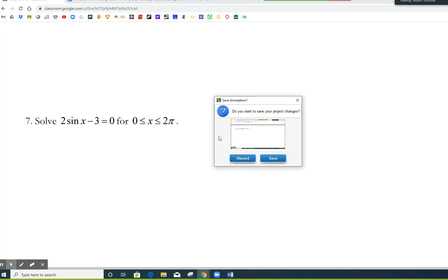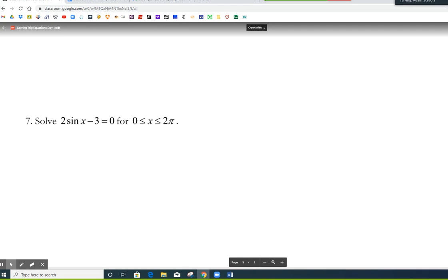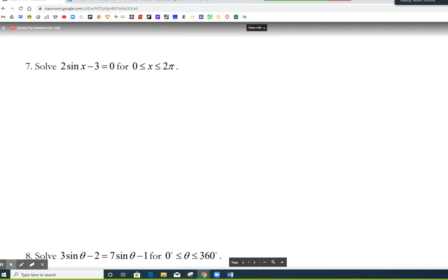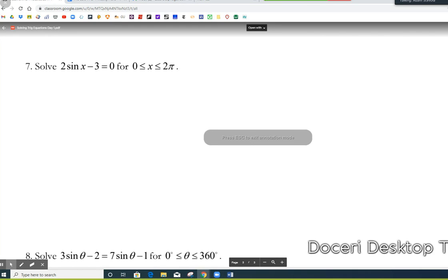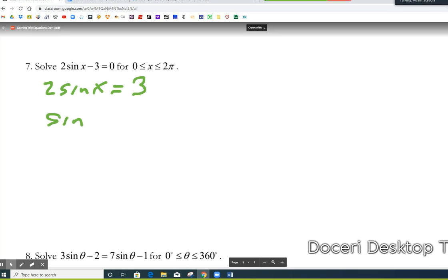Let's finish these at this point. I think these are quicker because I see what happens here. Now, if we were doing 2 sine of x minus 3 equals 0, what we would try to do first is isolate the sine of x. Divide both sides by 2. Now we get the sine of x is equal to 3 over 2.